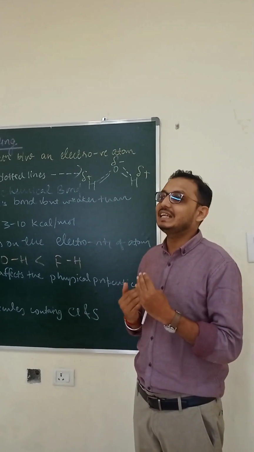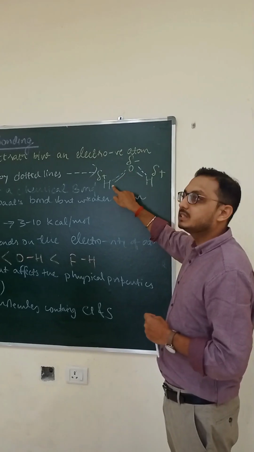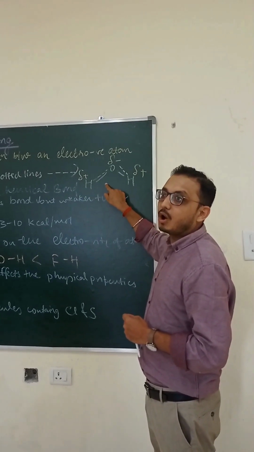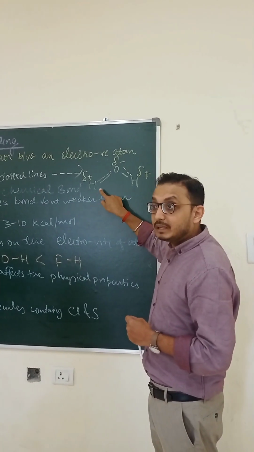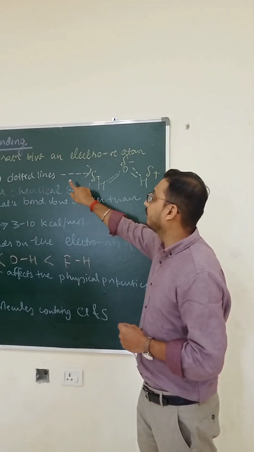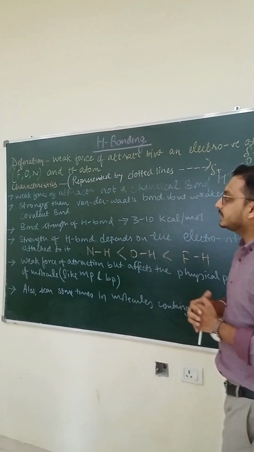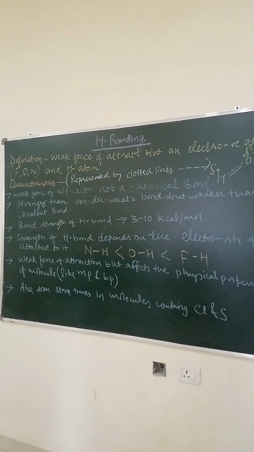So we can say that it is just a force of attraction between positively charged atoms or the ions, but it is not a complete or stronger bond like covalent bond. Because it is a weaker force of attraction, it is always represented by a dotted line. Am I clear? Second point is, it is stronger than van der Waals force of attraction.